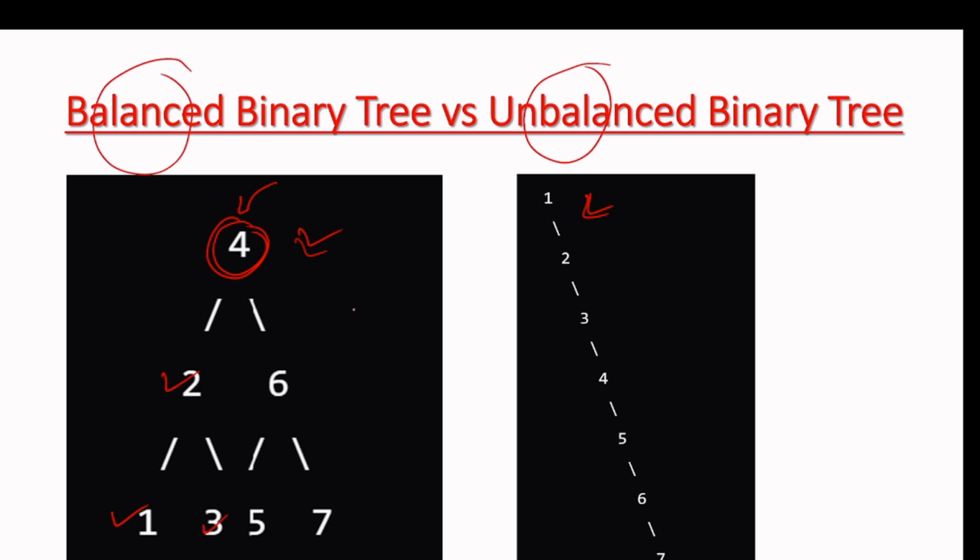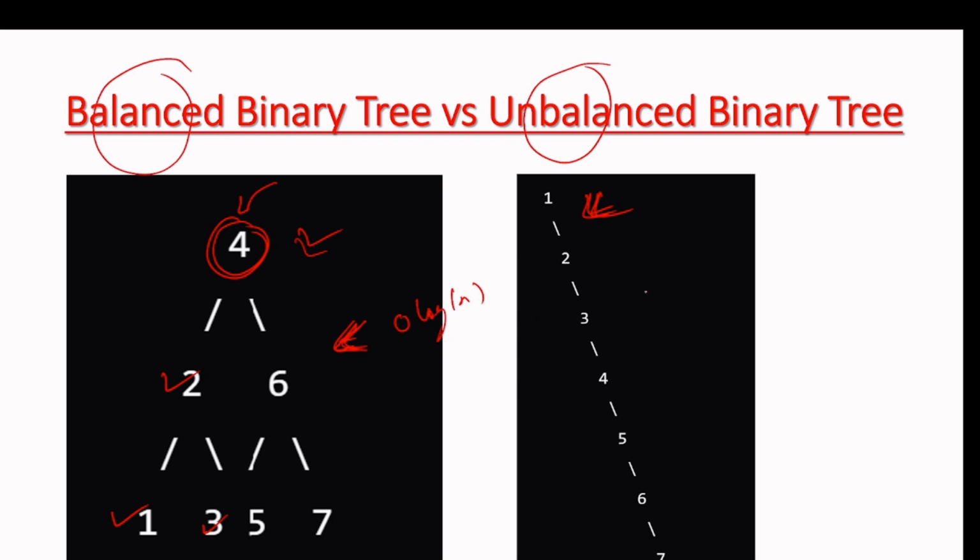To become a balanced binary tree, first of all you have to make sure that this tree will give insert and find operations. If we want to insert into a binary tree or find a node, it should give O(log n). So if this tree also gives O(log n), it is also a balanced binary tree.